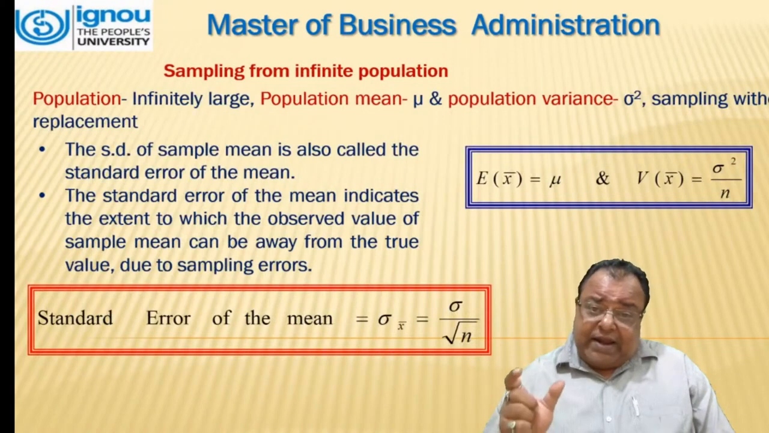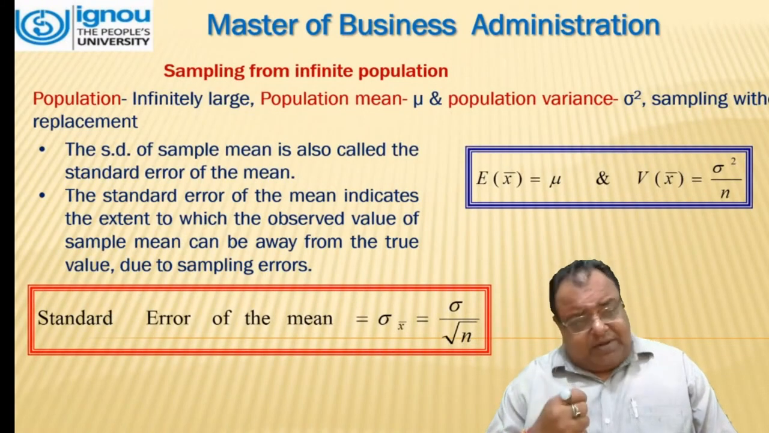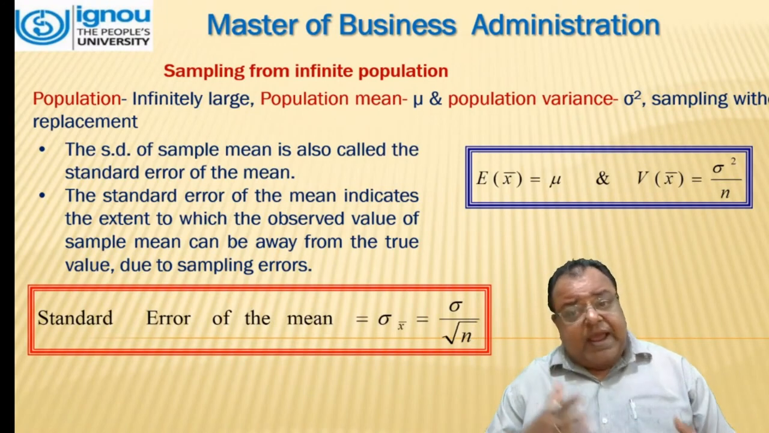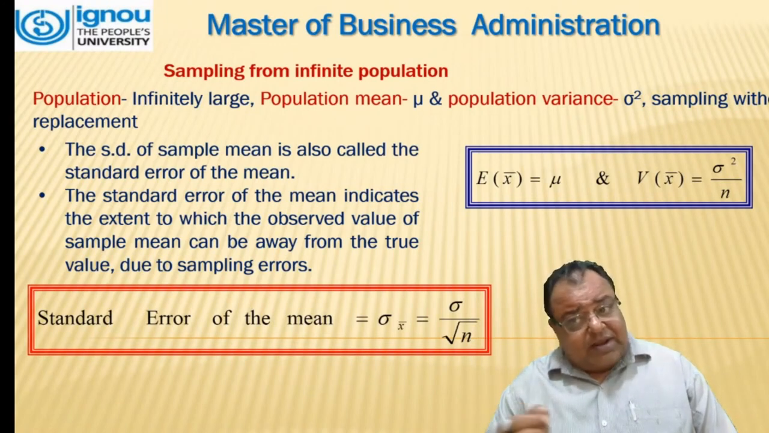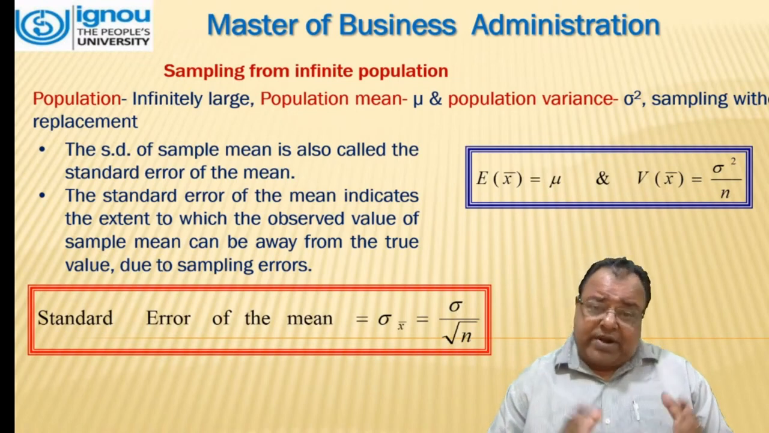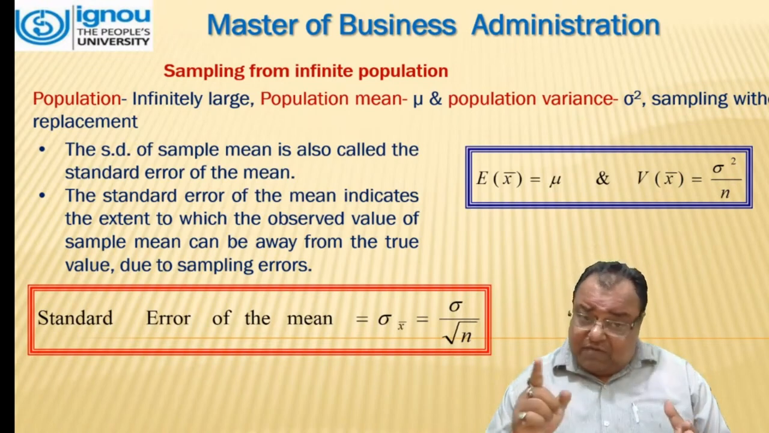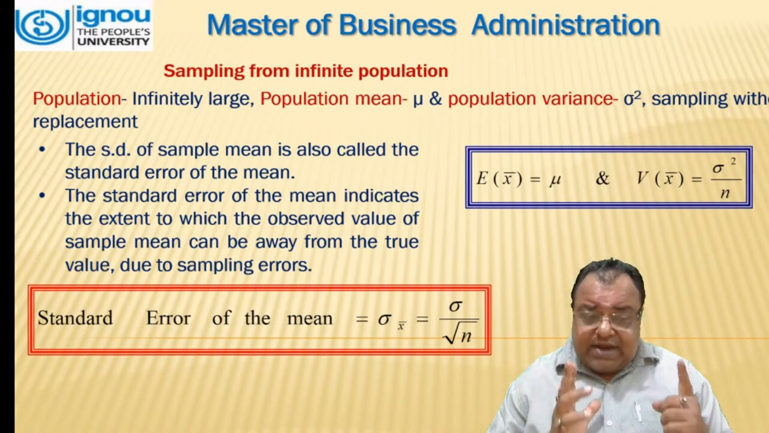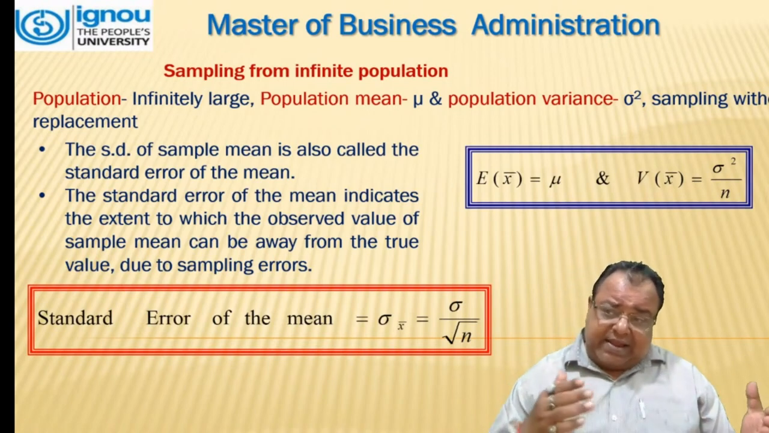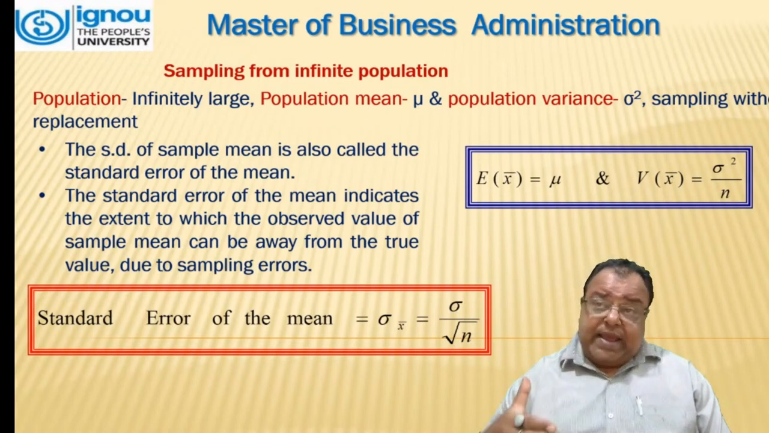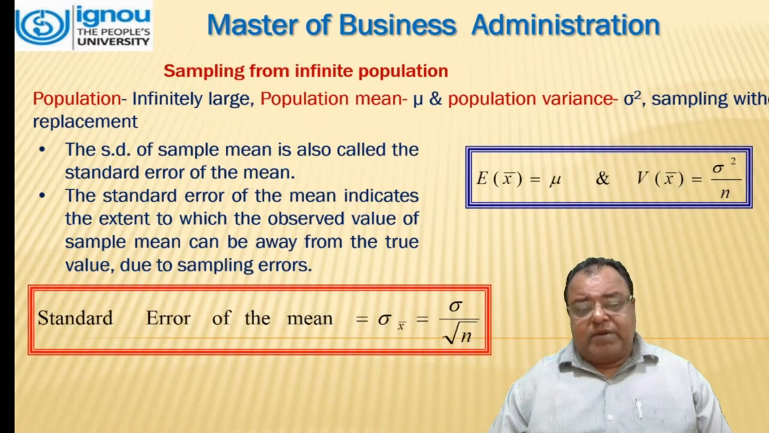Sampling from an infinite population. When the population is infinitely large, population mean is mu and population variance is sigma square, and we are doing sampling without replacement. Here, the standard deviation of the sample mean is also called the standard error of the mean. The standard error of the mean indicates the extent to which the observed value of the sample mean can be away from the true value due to sampling errors.